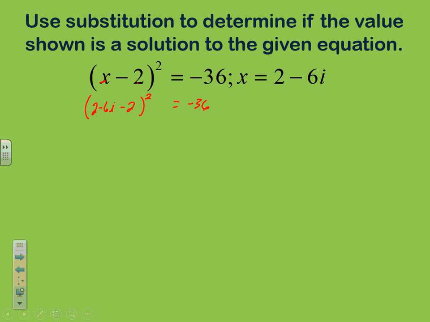Now inside of the parentheses, you can see right away that the positive 2 on the left and the negative 2 on the right, those are opposites and cancel each other out. So now I'm just left with negative 6i in parentheses squared being equal to negative 36. Okay, well, let's see what we get. Negative 6 squared will be a positive 36. i squared equals negative 36. And of course, i squared is negative 1. So that gives us negative 36 to be equal to negative 36, which appears to check out as a solution.